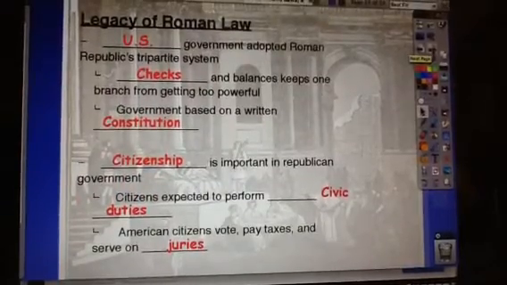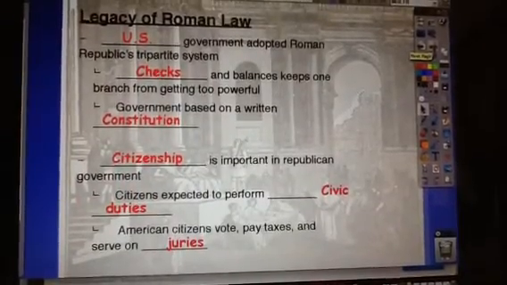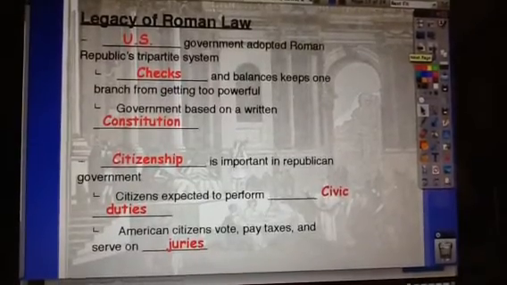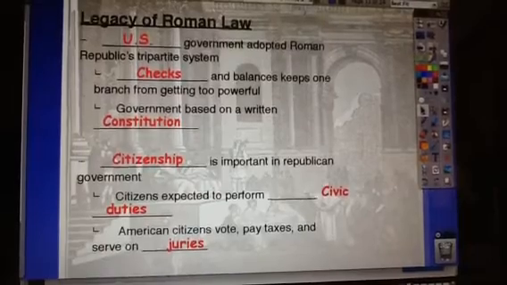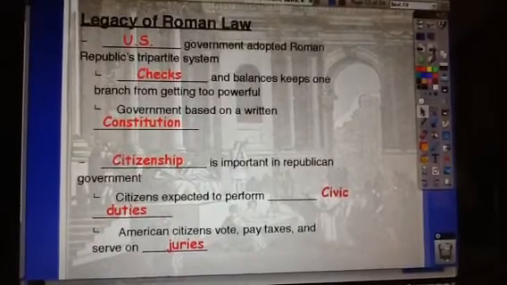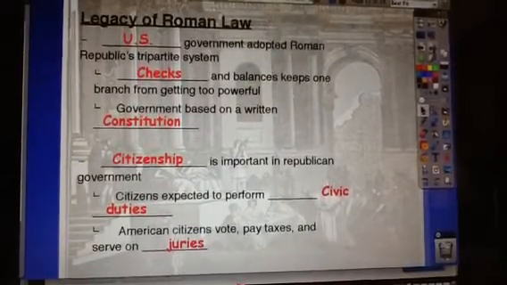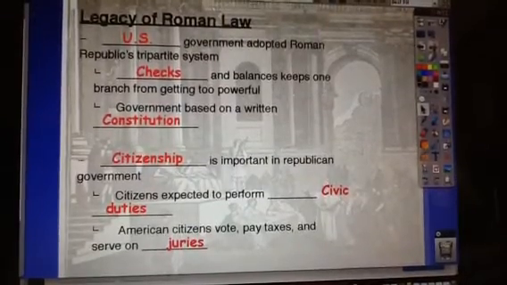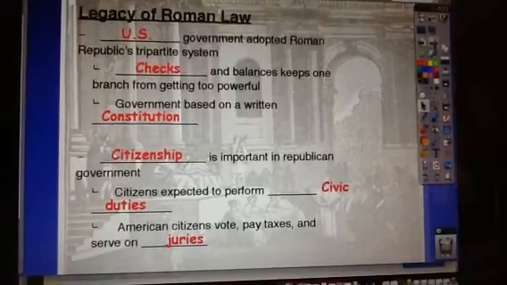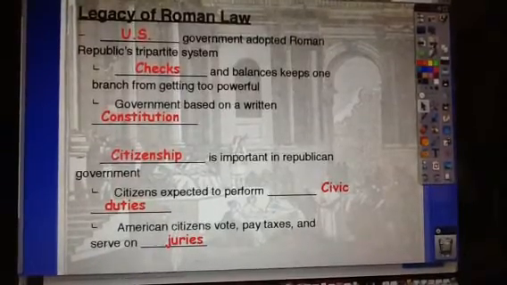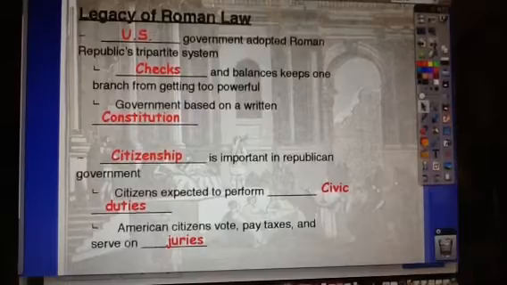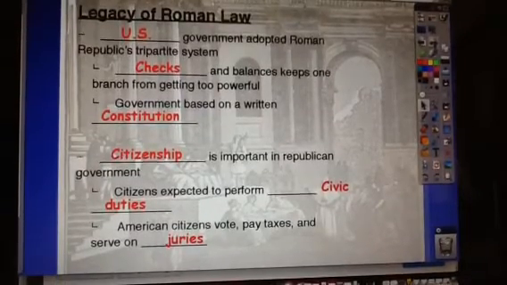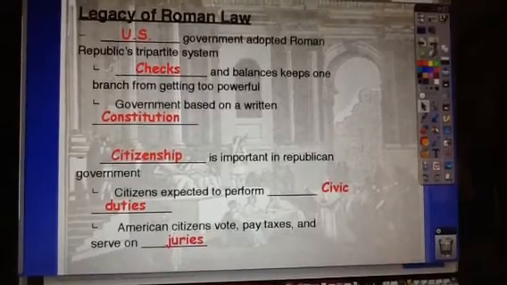The legacy of the Roman law. The U.S. government adopted Roman Republic's tripartite system, as I mentioned before. This gives us checks and balances and keeps one branch from getting too much power over the other. The government based on a written constitution gave us citizenship that was important in the Roman government.